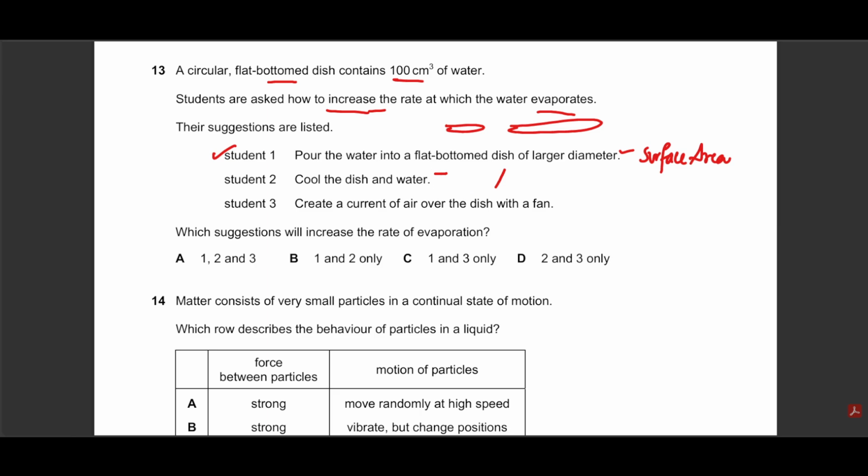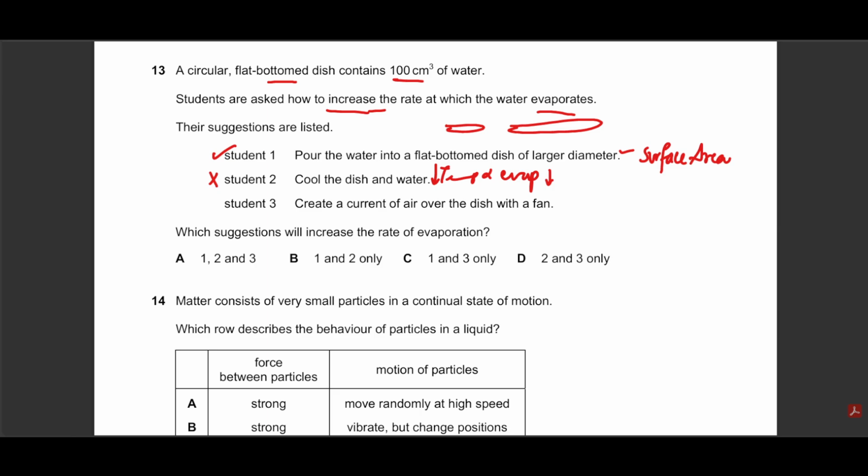So temperature is directly related to evaporation. If you decrease temperature or cool it down, evaporation decreases. If you heat it up, the particles have more energy to escape and they can escape more easily. So the second student's change would not be good for increasing the rate of evaporation.